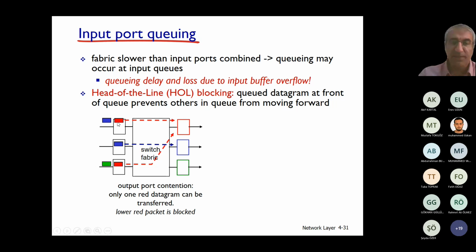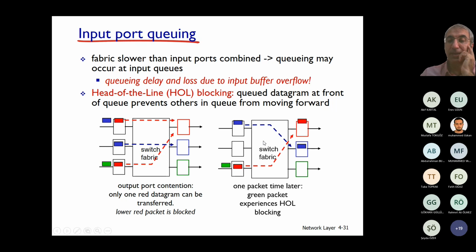As you see, we have 3 lines and we receive 2 red and 1 blue at time t. They are going to contend to get to the output port, right? Only 1 red datagram can be transferred. We have 2 of them, but only 1 at a time can be transferred. So let's assume the upper red is transferred. That's why the lower red packet is blocked.